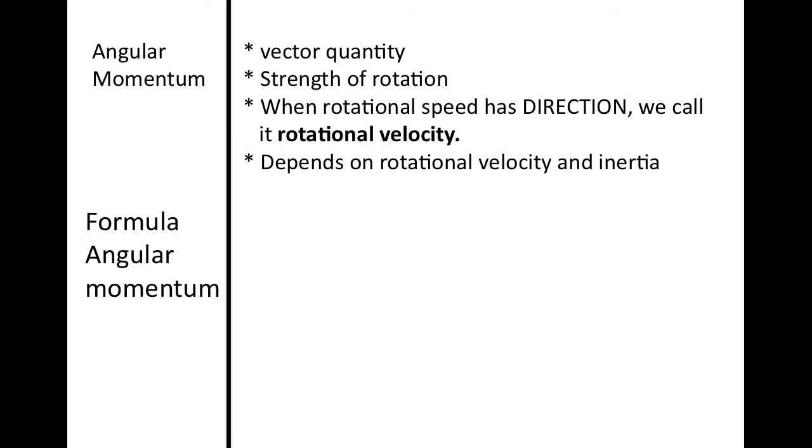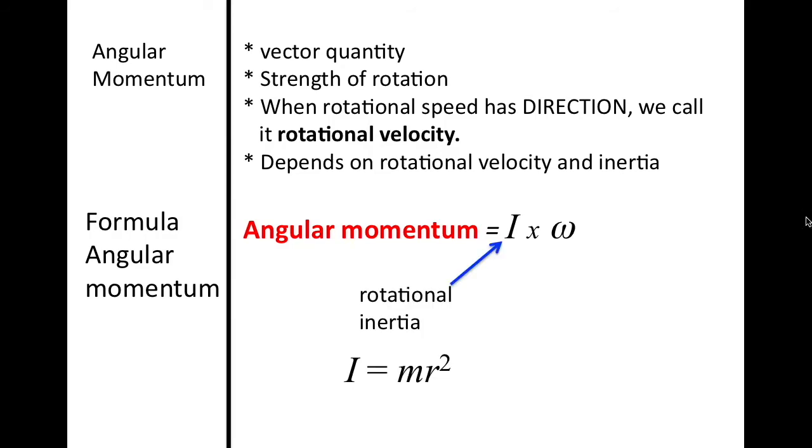The angular momentum formula is angular momentum equals rotational inertia, which is denoted by I equals mass times radius squared. And this might look familiar to you. This is the rotational velocity denoted by omega. And the equation for this is v equals r omega. Now, one thing to note is that we want to change this and solve for omega. So when we do that, we get omega equals velocity over radius.